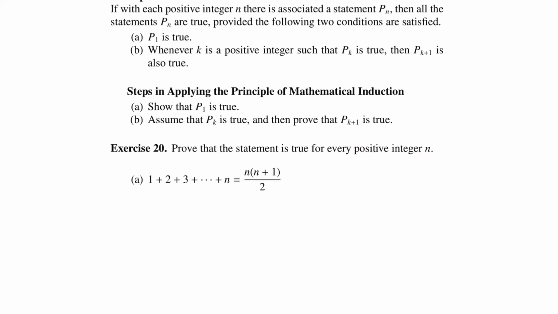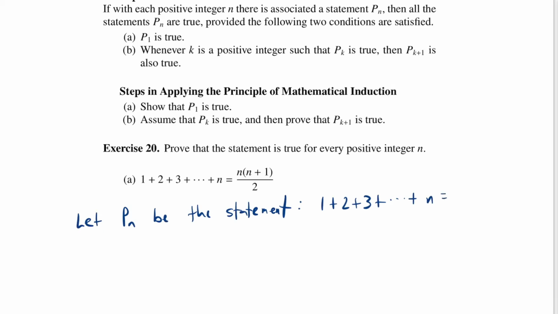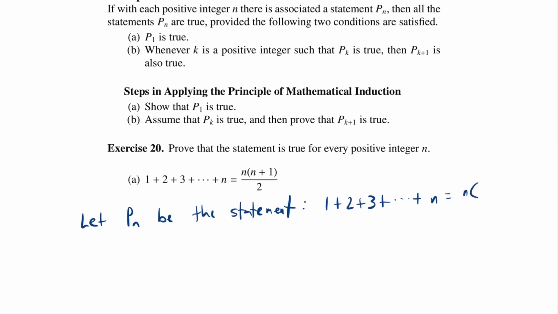So our first step here is to let P sub n be the statement, and then you just rewrite the statement itself. So you just write exactly the way you see it, and that's always the first step. So that's our statement, P sub n.